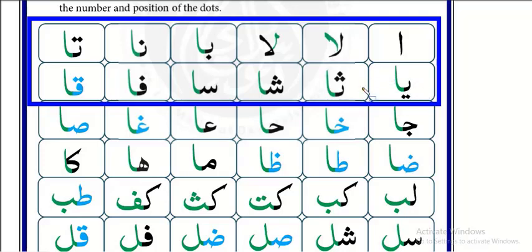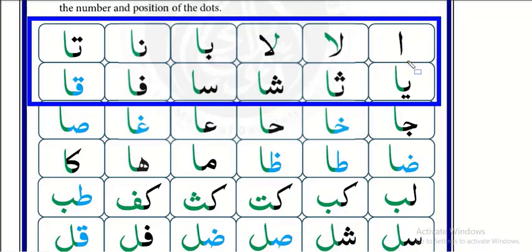After that, this is tha alif. Tha has three dots over, and next is sheen alif, and then seen alif, and then fa alif, and then the last one is qaf alif, the heavier qaf.